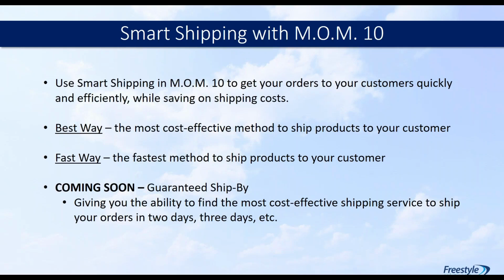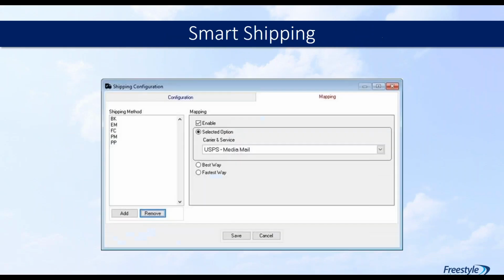Now a guaranteed ship buy gives you the ability to find the most cost-effective shipping service to ship your orders in 2-3 days, etc. That's something that's going to be coming soon. It gives you the ability to get it to your customer faster, but also save a little as well. And once again, it all goes back to making sure that you're mapping the shipping methods and selecting whether it's the best way or fastest way method when you're selecting that option.